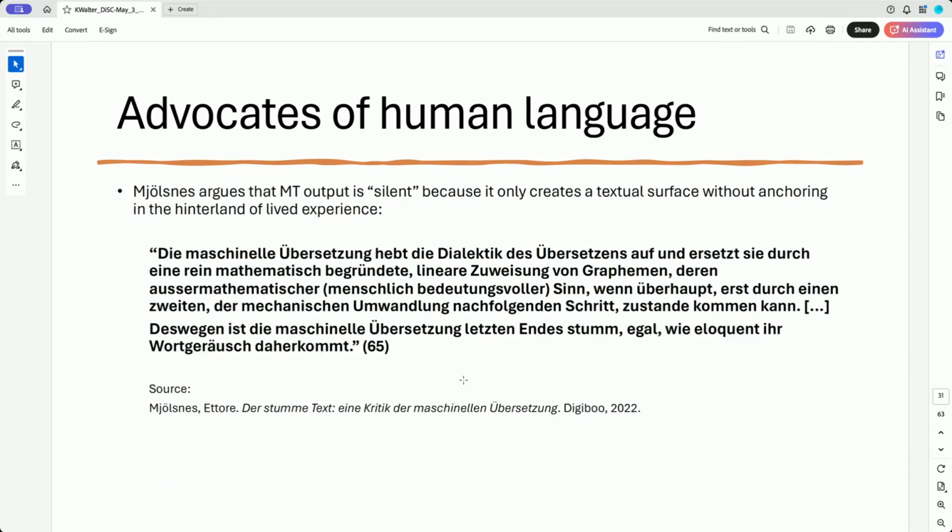This is another quote from a self-published book by the Swiss translator Ettore Mjörsnes, and his book is called Der stumme Text, eine Kritik der maschinellen Übersetzung. So he argues that machine translation output is silent because it only creates a textual surface without any anchoring in the hinterland of lived experience or knowledge, we might add.